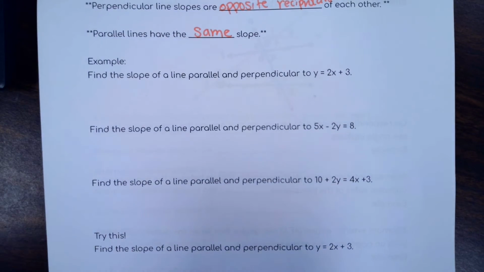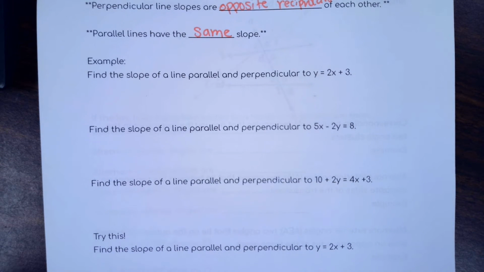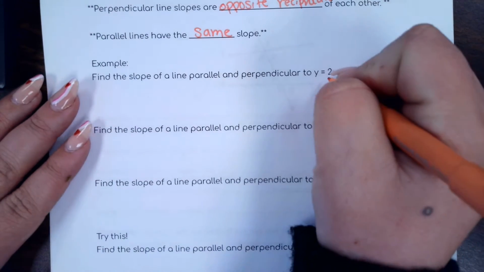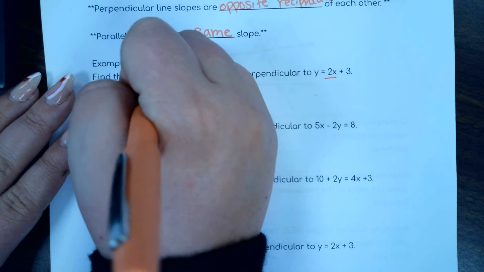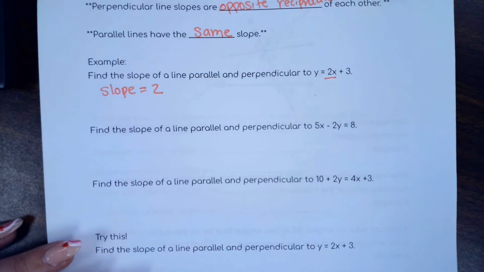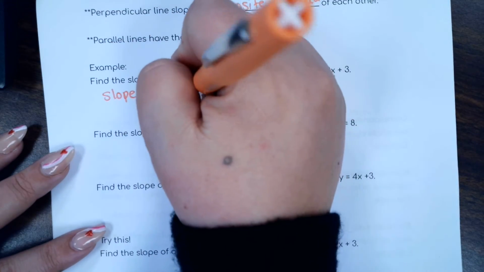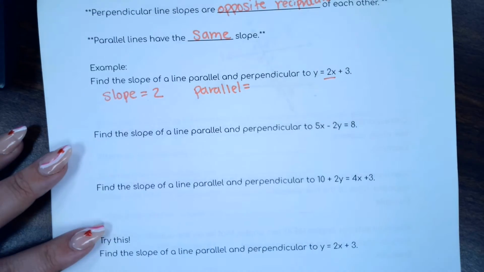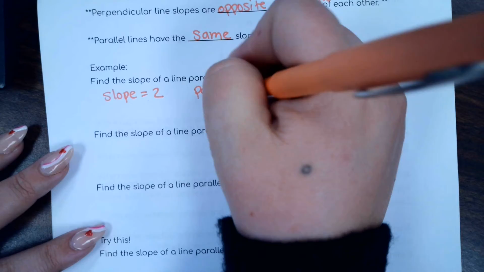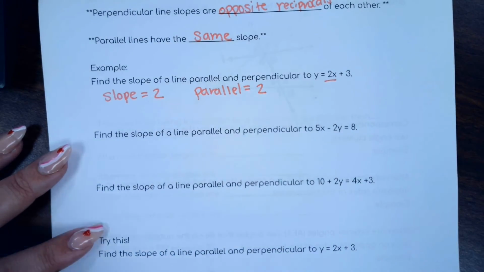So let's look at a few examples. So the first one, find the slope of a line parallel and perpendicular to y equals 2x plus 3. First thing we need to do is look at that and figure out what our slope is. Well, that's pretty nice. It's already in slope-intercept form, right? So our slope here is 2. What would the slope of a parallel line be? Well, it's the exact same thing, right? Slope is going to be 2.